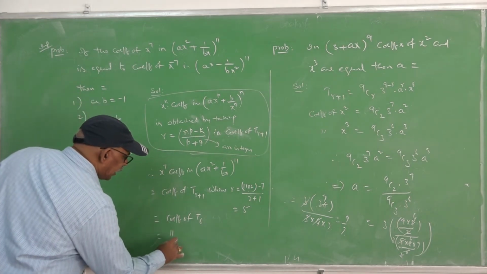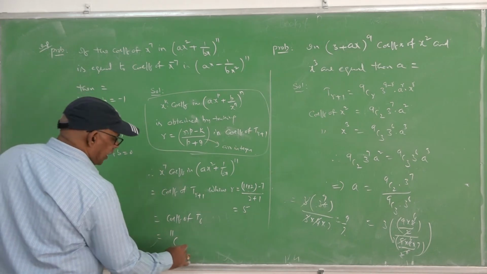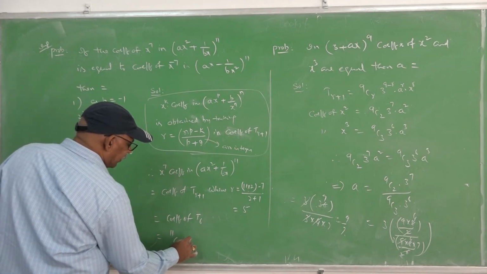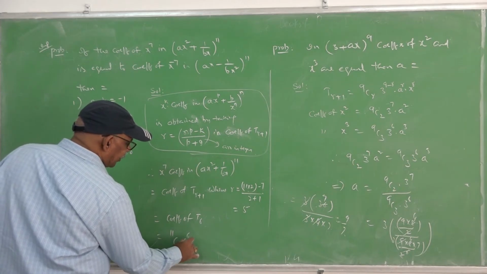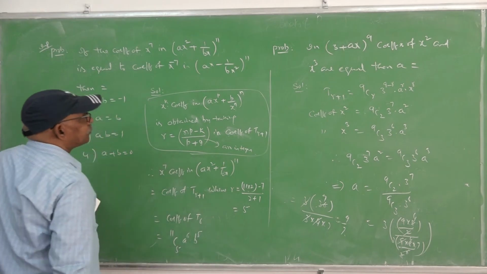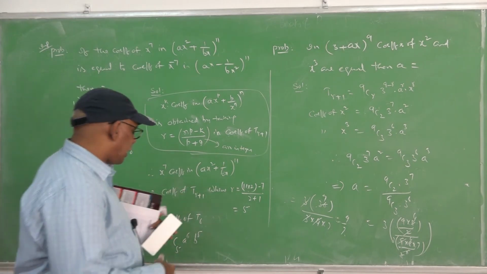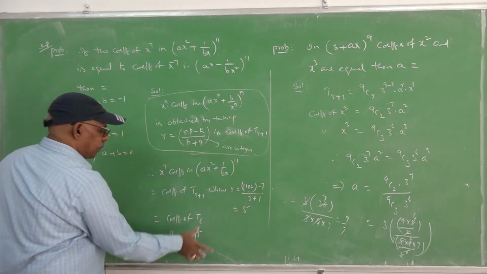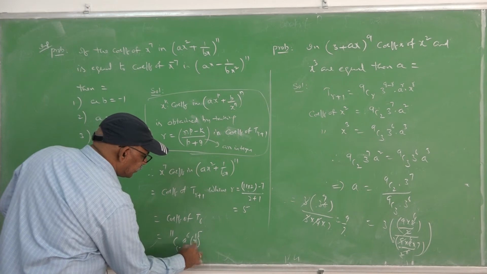That is 11C5, a power 11 minus 5, that gives us a power 6, and b power 5. This is the coefficient of x power 7 in this expansion, 1 by b, this is 1 by b, hence it is 1 by b.